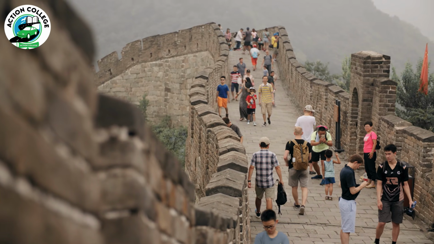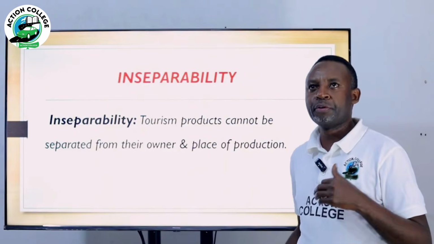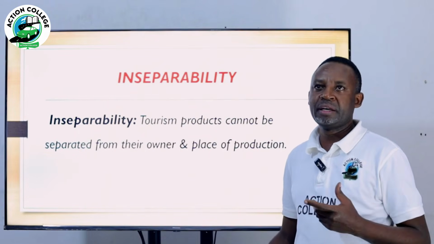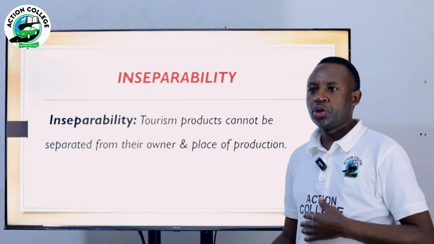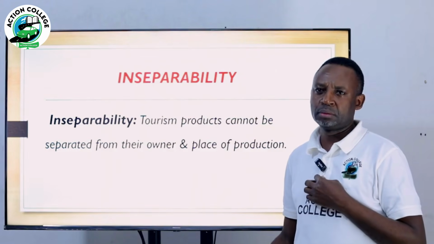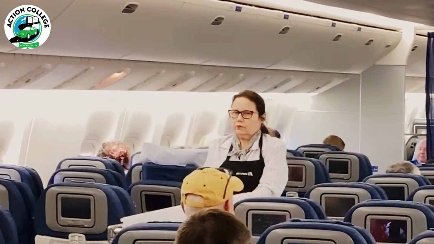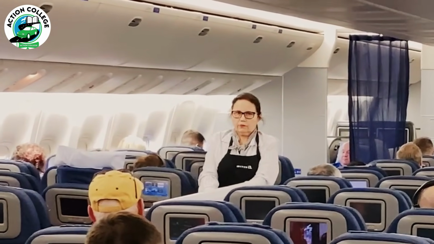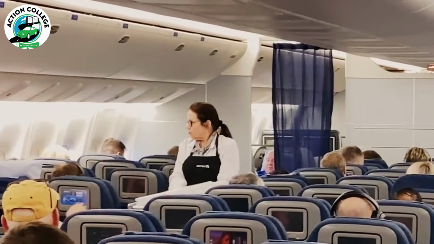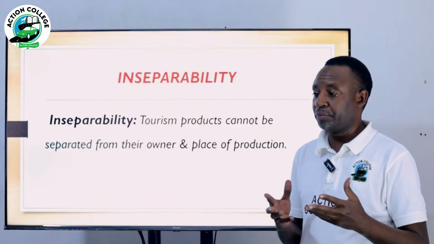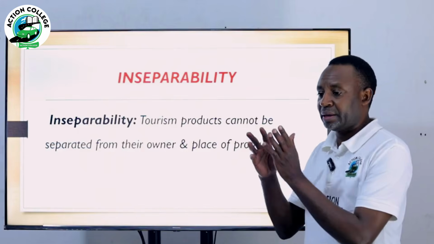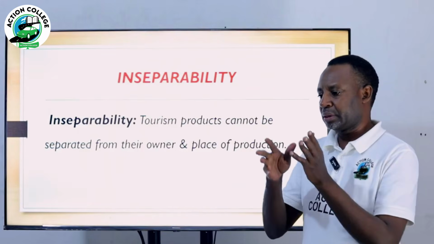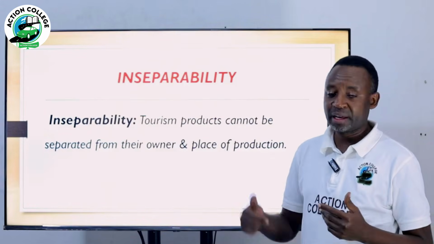We want to take a few examples. For example, if you're flying from Kigali to Entebbe Airport in Uganda, you cannot really fly alone. We will have the air hostesses, we will have the pilots in there to make your travel very good. And you cannot be there alone. You cannot say, I don't want the air hostess, I don't want the pilot.